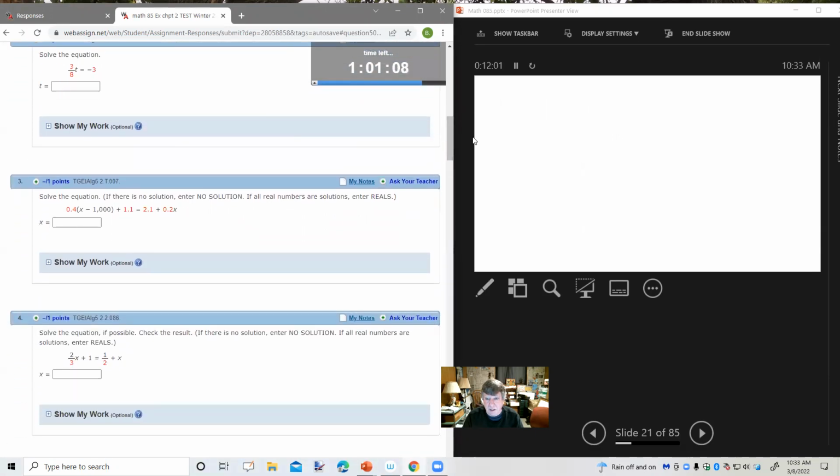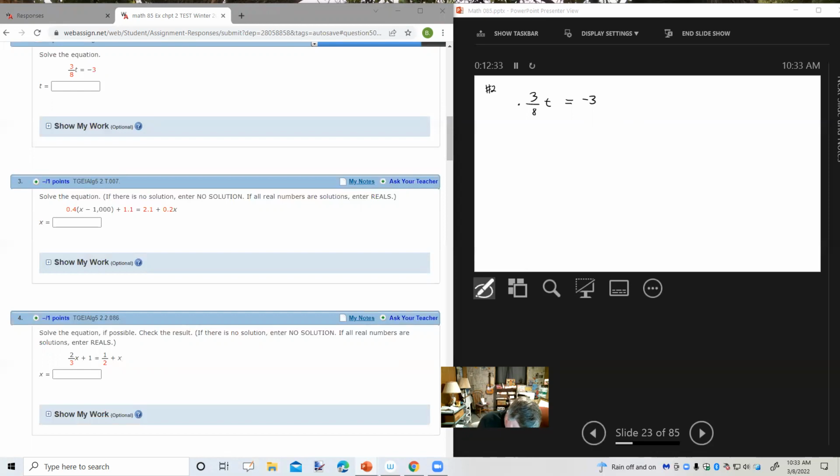Okay, let's take a look at problem number 2. This time thing keeps coming up. All right. It says, solve the equation. 3/8 t equals negative 3. The variable term is already isolated, so all we need to do is get rid of its coefficient. When the coefficient is a fraction, we multiply both sides of the equation by the reciprocal of that fraction.